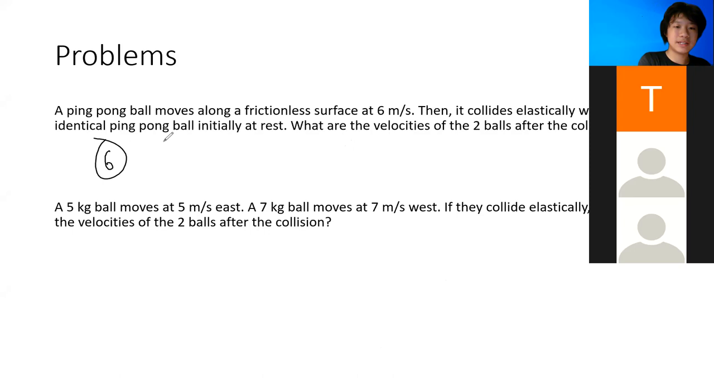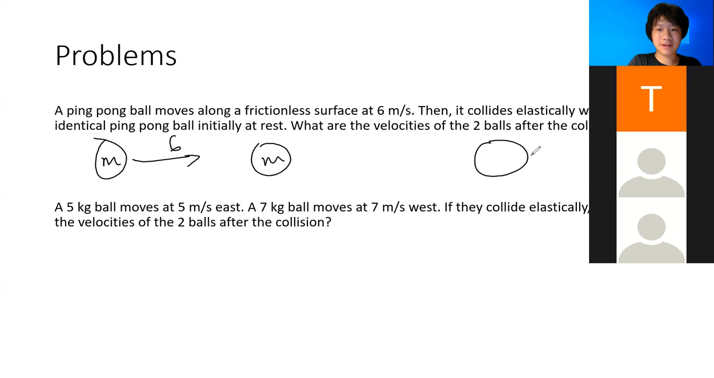Let's say that ping pong ball has mass m. It's going at 6 meters a second. Initially, the other ping pong ball is at rest. Then in the end, we want to find out the velocity of the initial ping pong ball, V1 prime, and then the velocity of the second ping pong ball, V2 prime. So we just use the equations we have for the case that one of the objects is at rest before the collision.